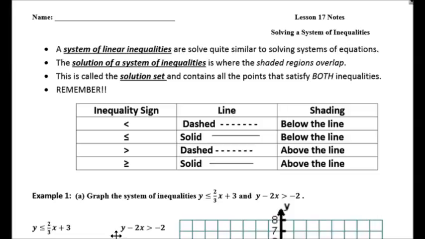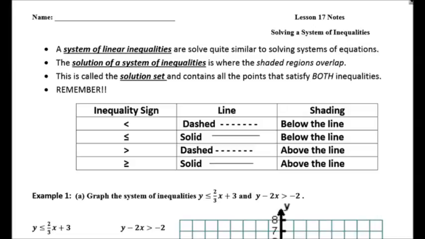Hey guys! Alright, so lesson 17 is all about solving a system of linear inequalities. So we've been graphing lines, then we graphed two lines. We graphed inequalities, now we're just gonna graph two inequalities on the same grid, okay? So again, just a quick review of lesson 16.